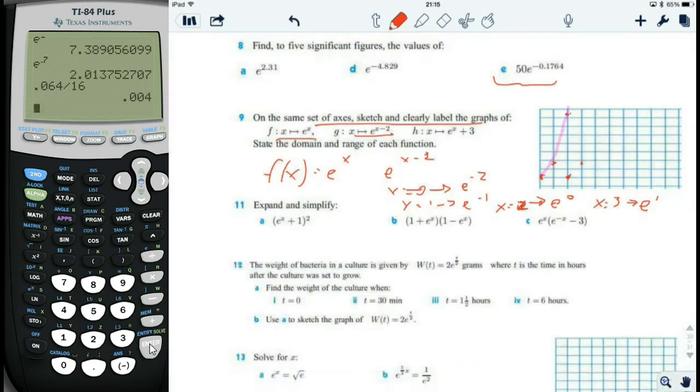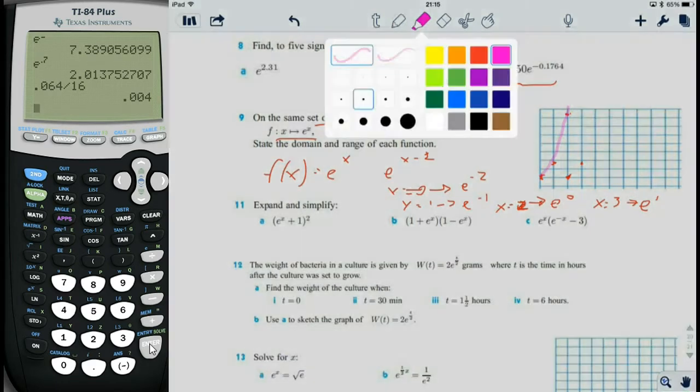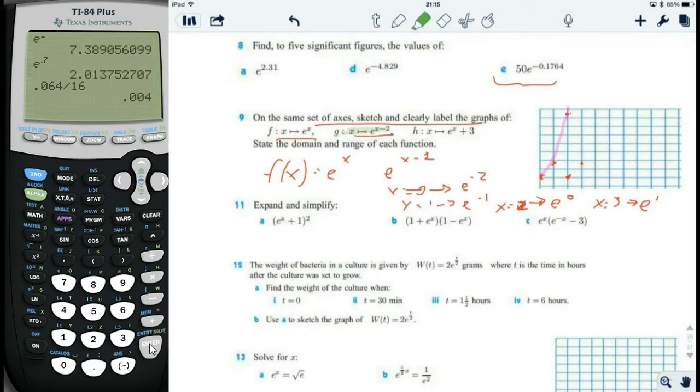So I'm going to make this a different color. I'll make it green. So this one's green, and the green one is going to show that the exponent function is shifted over. It shifts over by 2 because I put e to the x minus 2. So this one is e to the x, and this one is e to the x minus 2.